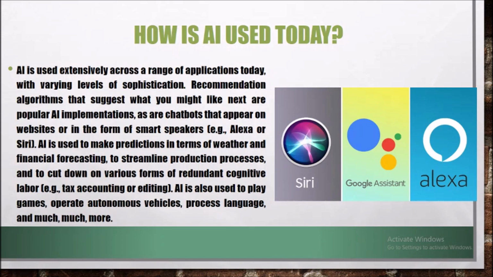So AI is used to make predictions in terms of weather and financial forecasting, to streamline production processes, and to cut down on various forms of redundant cognitive labor. This is also used to play games, operate autonomous vehicles, process language, and much more.